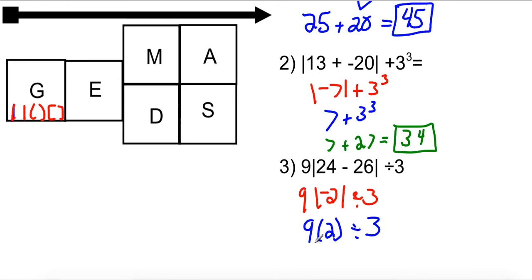From here, I'm going to find the product of 9 and 2, which is 18, divided by 3. And here we just have one single operation. 18 divided by 3 gives me a quotient of 6. So my final answer is 6.